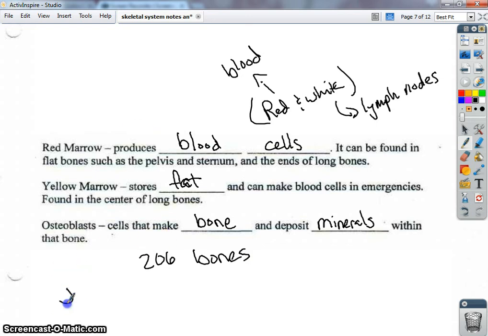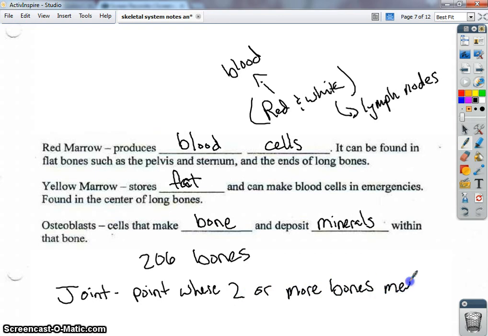And then one more vocab word that you need to know is a joint, and that is the point where two or more bones meet. So we'll talk about joints as well and the different types of joints. There are quite a few different types of joints, so you'll be exploring those.